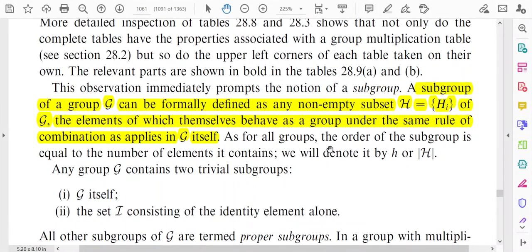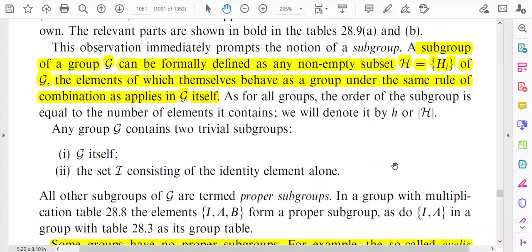As for all groups, the order of the subgroup is equal to the number of elements it contains. So the order of the subgroup H we may call small h, where small h is the number of elements in H.